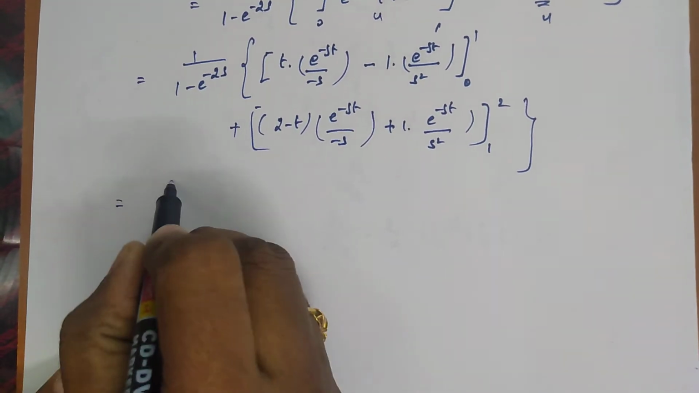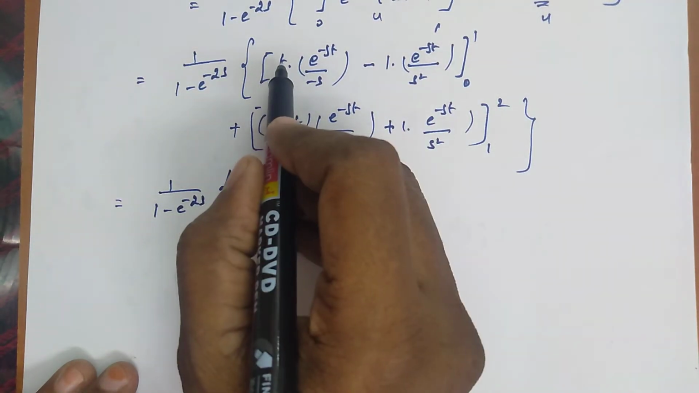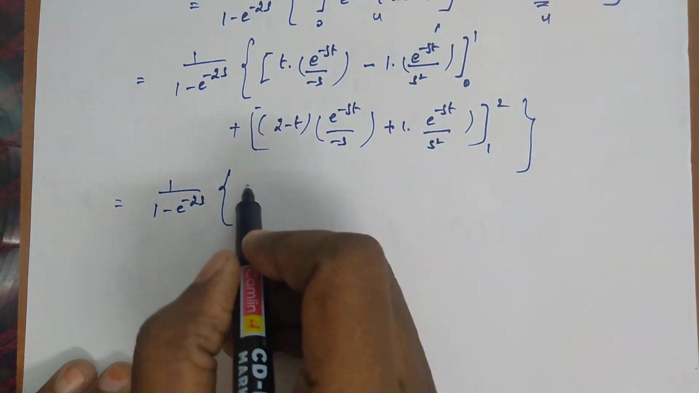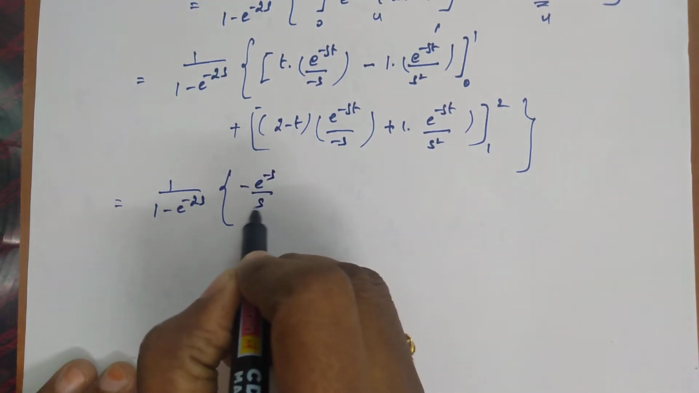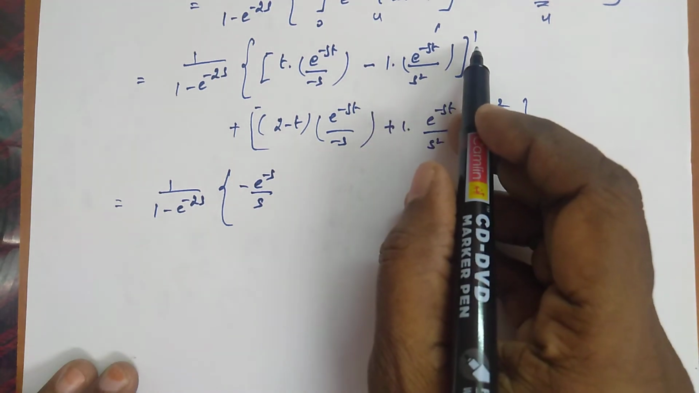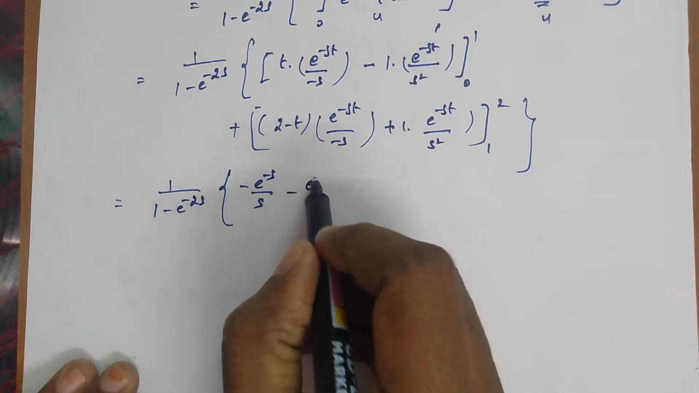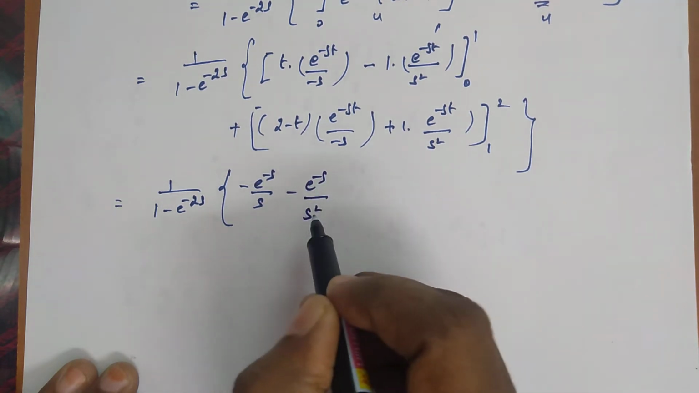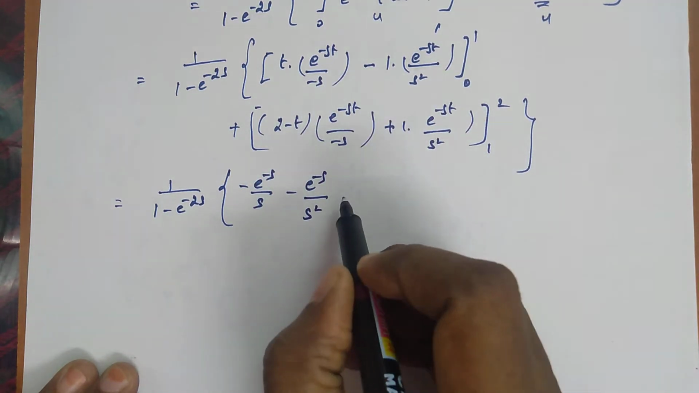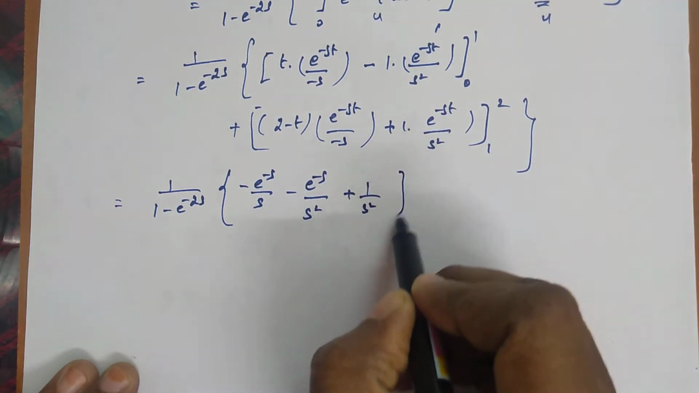So applying the limit, 1 by 1 minus e power minus 2s. The upper limit is 1 for t, so 1 times e power minus s by minus s, so minus e power minus s by s. Then the next term is minus 1 times e power minus s divided by s square, this is our upper limit. The lower limit is 0, 0 into anything is 0, and here it is 1. So we get only 1 by s square. So this is only for the first term.